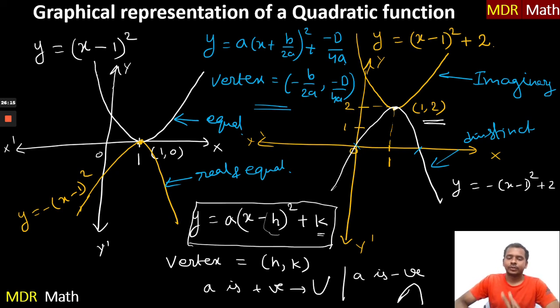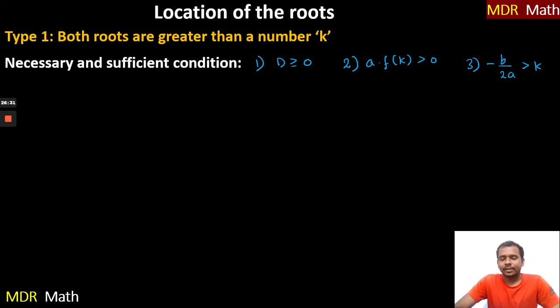I hope you have understood it. If you have this knowledge, you'll be able to identify the location of the roots very easily. Okay, hope you got it. Now we shall see the location of the roots. When it comes to the location of the roots, we will see 6 cases.